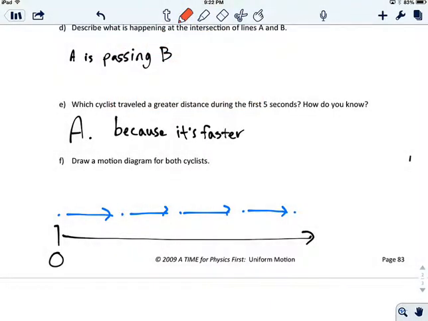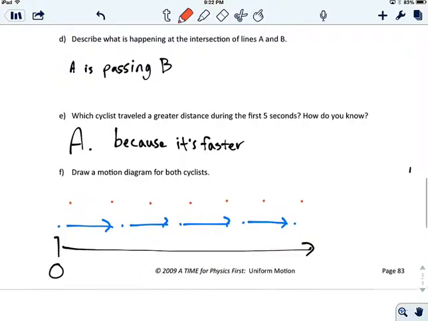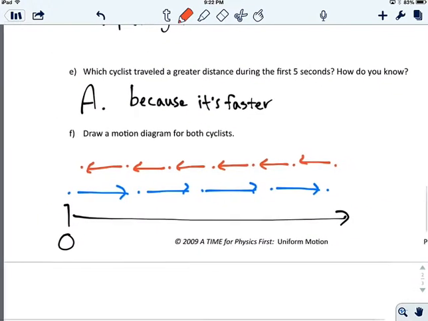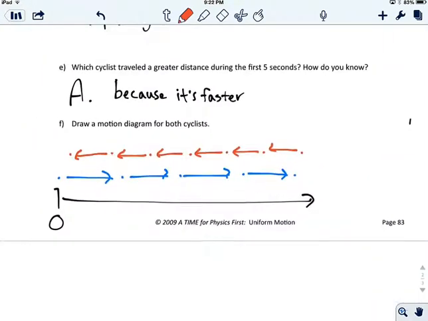Now let's do B. Now B, we know it's going a little slower, so the dots should be a little bit closer. But the really important thing here is that it's traveling the opposite direction. So now I've got my dots that are closer together, but I'm also going to draw my arrows in going the other way. So now I can see that my blue line goes to the right, and it's fast. My red line goes to the left, and it's slow. And there we go, guys.